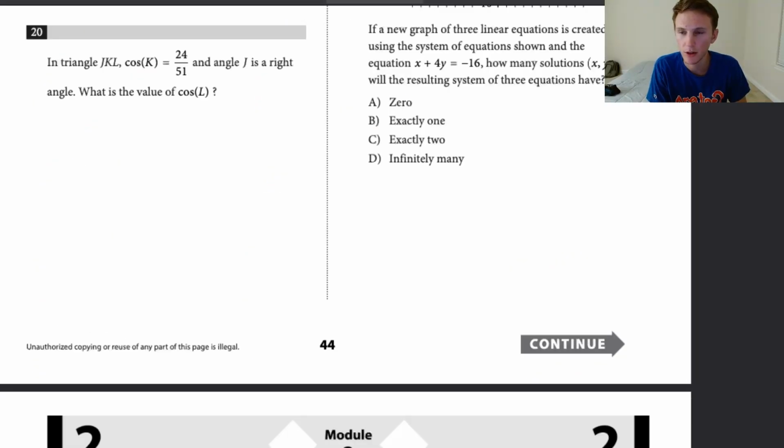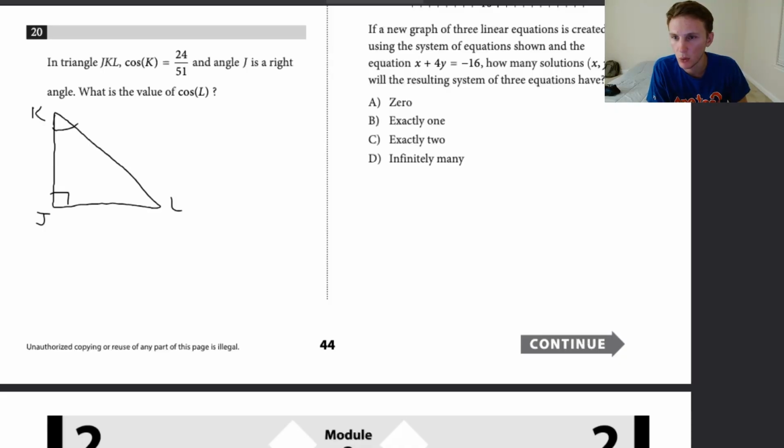Okay, number 20 here is a good example of a trig question you might see on the SAT. So we have this right triangle. It's called JKL. So let me draw it out. Okay, and we know that cosine K is going to be 24 over 51. So that tells us that the adjacent side is going to be 24 and the hypotenuse is going to be 51. Remember your SOHCAHTOA? Well, that's how I got that. If you have any questions, leave them in the comments.